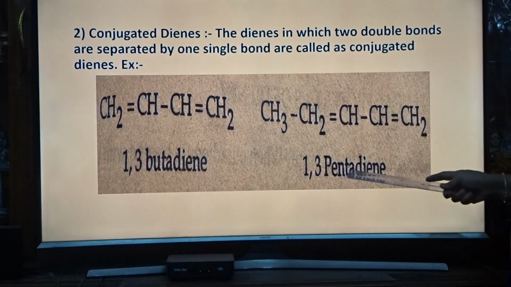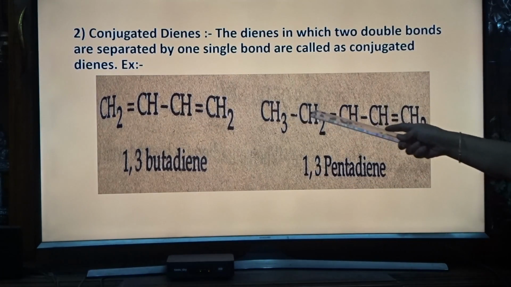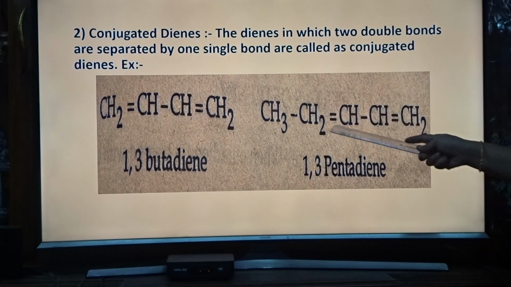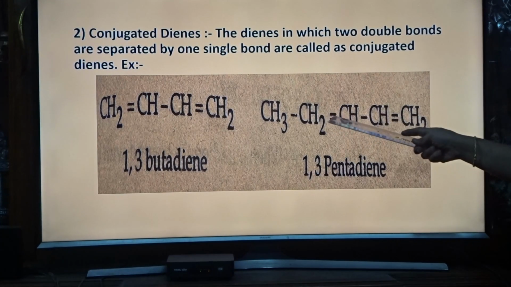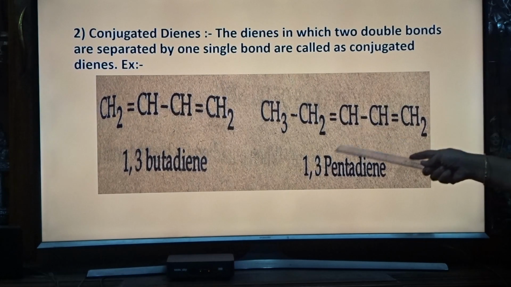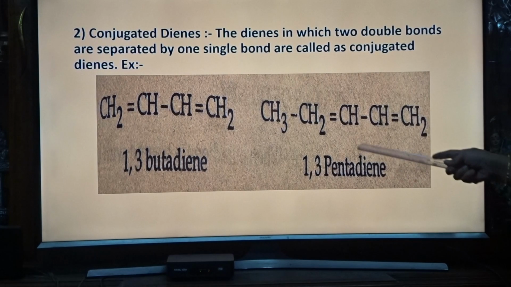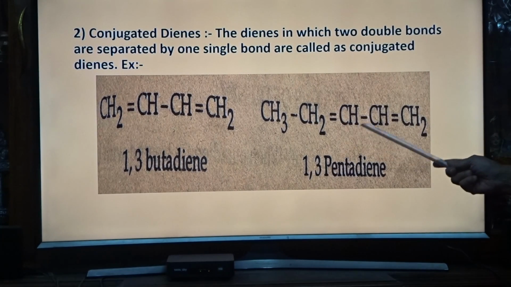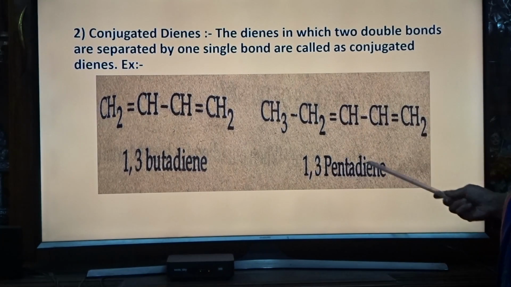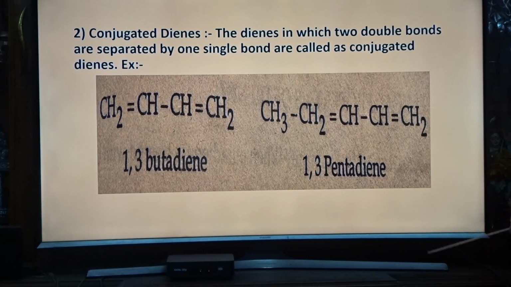This is 1,3-pentadiene. So here also single bond and double bond, single bond, double bond. So a single bond is there between two double bonds, such are known as conjugated dienes. Example is 1,3-pentadiene. 5 carbon atoms, so penta, two double bonds are there. So diene, in positions 1 and 3 there are double bonds, so it is known as 1,3-pentadiene.